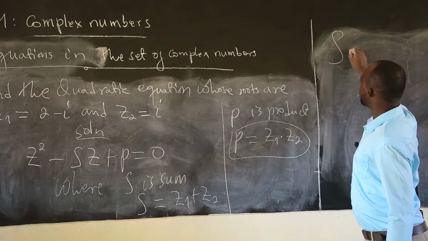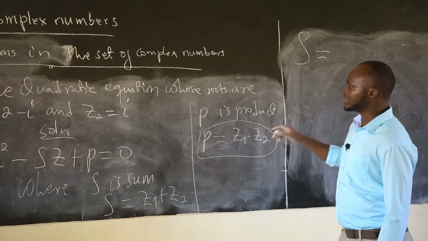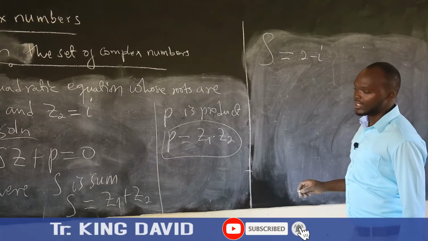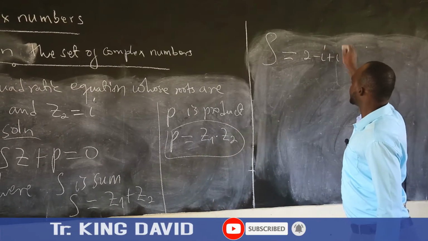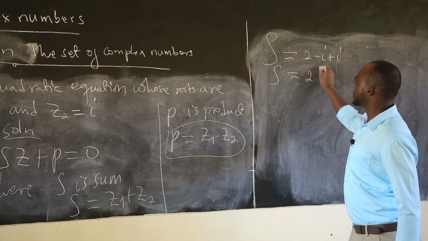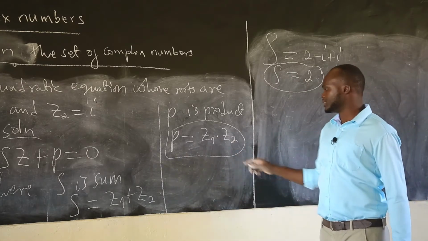Our sum is z1 plus z2. So z1 is 2 minus i, and z2 is i plus i. So you see, our sum is 2. So what is the product? z1 times z2.